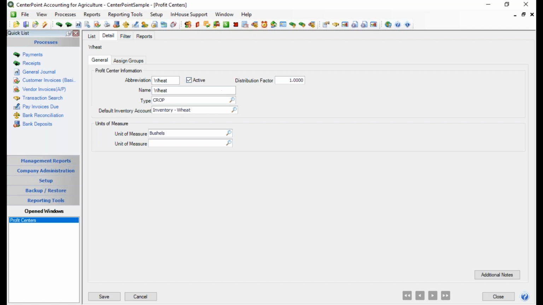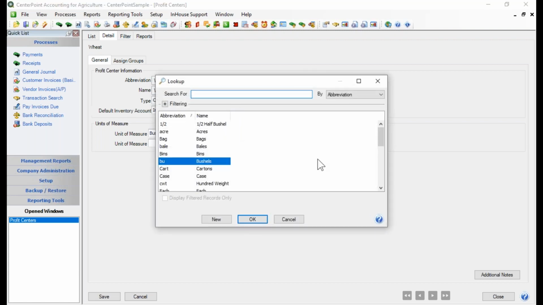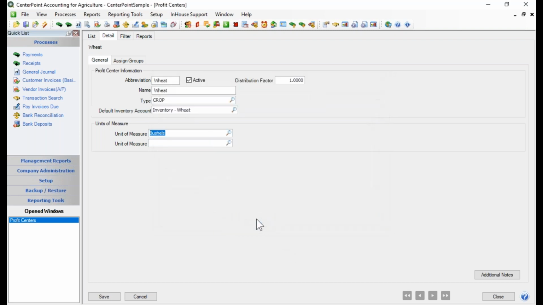Now, when I click on the lookup at the end here, you can see that there is a predefined list of units of measure that are in the system. If you need to create a new unit of measure because the one you're looking for isn't on the list, you would simply click the new button right here to create a new unit of measure. I'm going to go ahead and select bushels.